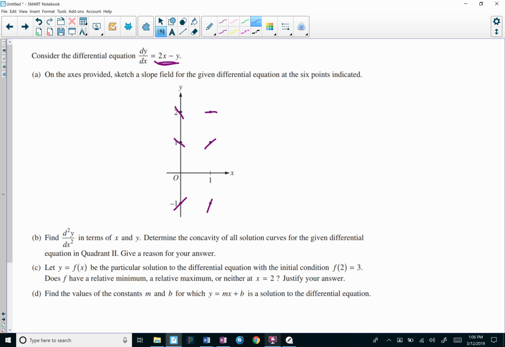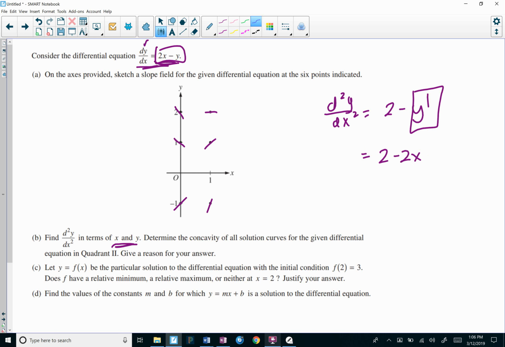Part B, find the second derivative in terms of x and y. When I take the second derivative, I'm going to have 2 minus y prime, right? Implicit differentiation. But I need to be in terms of x and y. Well, y prime equals all this. I get 2 minus 2x plus y when I plug all of that in. That's a point for that.